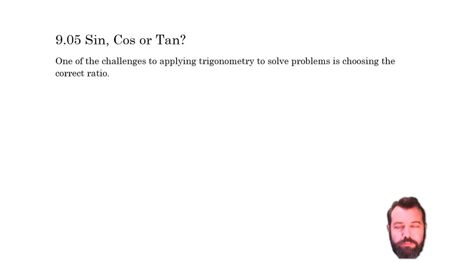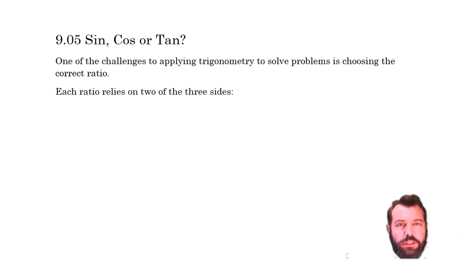But we will go over them a few times to help remind you. Now, each of the ratios, sine, cos and tan, uses two sides of the triangle. Right? So the three sides of a triangle we have are opposite, adjacent and hypotenuse.